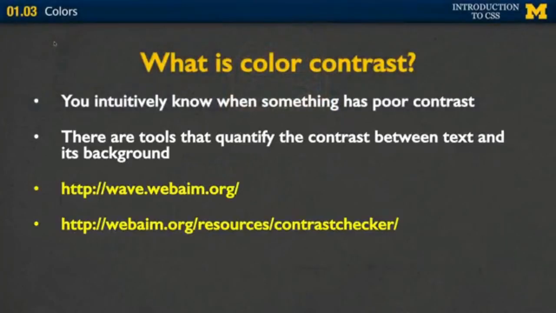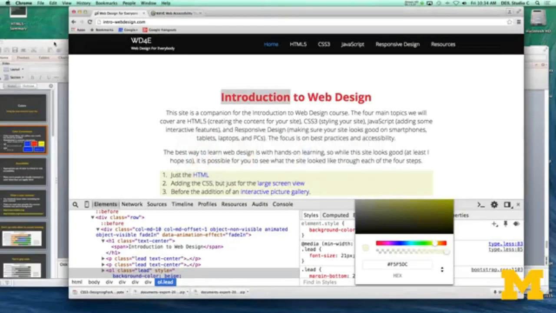So think about your color contrast. What color contrast is, is when you look at a page, is the text on a good color for the background? Most of us intuitively know when something has really poor color contrast. We're squinting at it. But to be honest, very few of us know what the really exact level is of where you need to go. So you can use different tools to help you quantify the contrast between text and its background color. I've put in two links here, wave.webaim.org and the WAVE Contrast Checker. And I'm going to show you just a quick example of how you can use these to check a page.